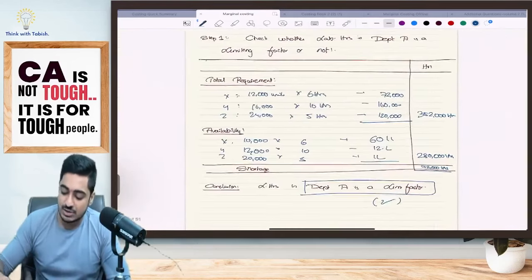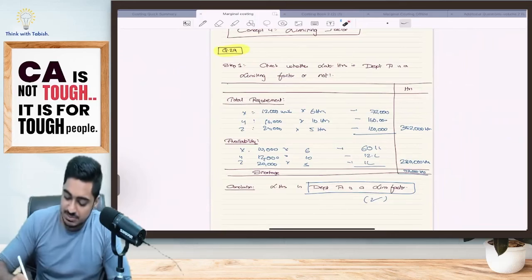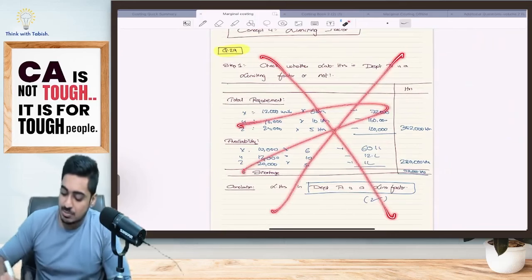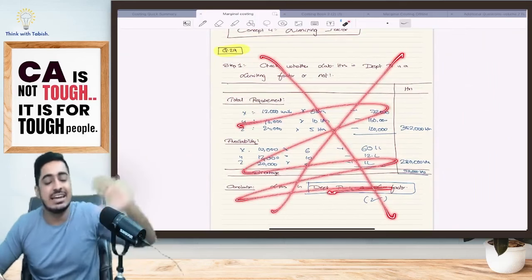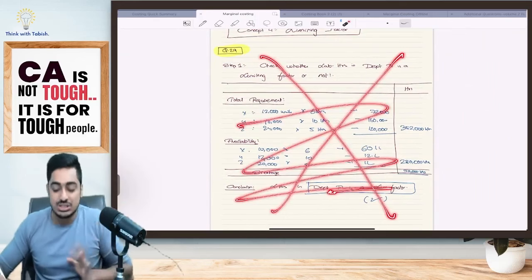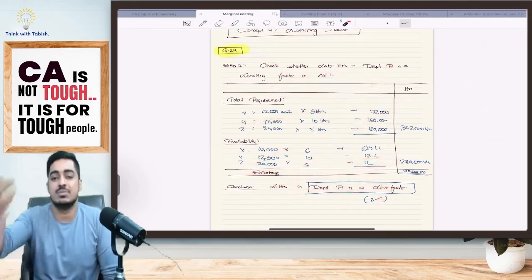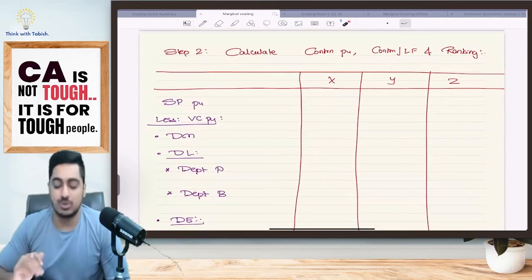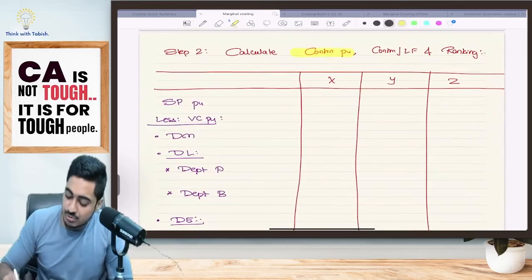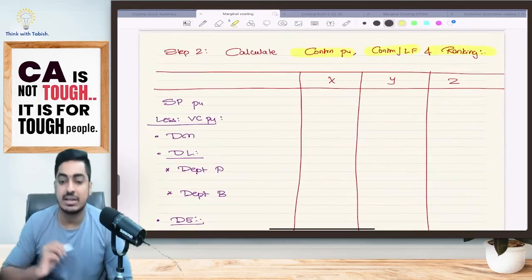Now understand one thing, students. From the examination perspective, this is not required, because if the question is telling it is a constraint, it means it is a constraint. You need not calculate and check again. Don't waste your time in the examination doing this. From just a conceptual perspective, I've told you. In the examination, what do we have to do? Simple. I will calculate contribution per unit, contribution per limiting factor, and ranking.